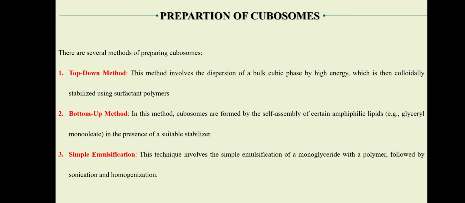Bottom-up method. In this method, cubosomes are formed by self-assembly of certain amphiphilic lipids like glyceryl monooleate or monoolein. These are lipids which we can get from esterification of oleic acid. After esterification of oleic acid, we can get the glyceryl monooleate or monoolein.